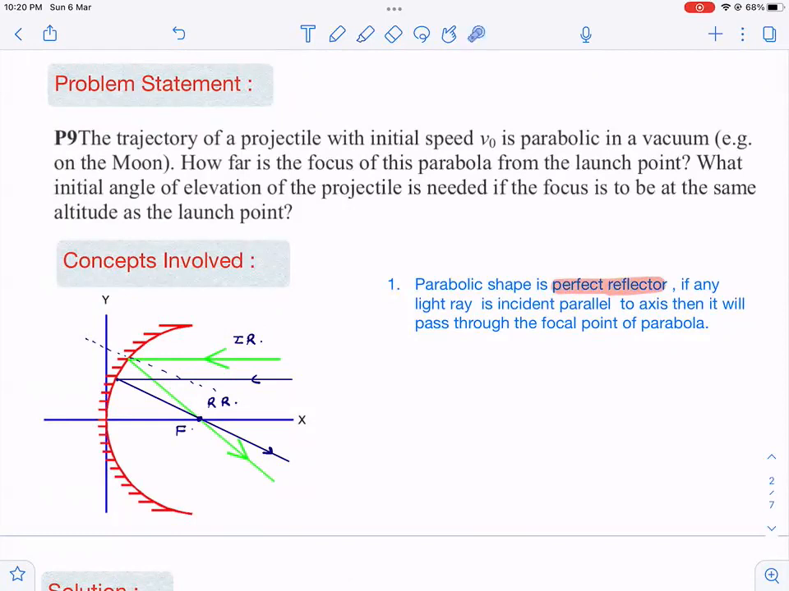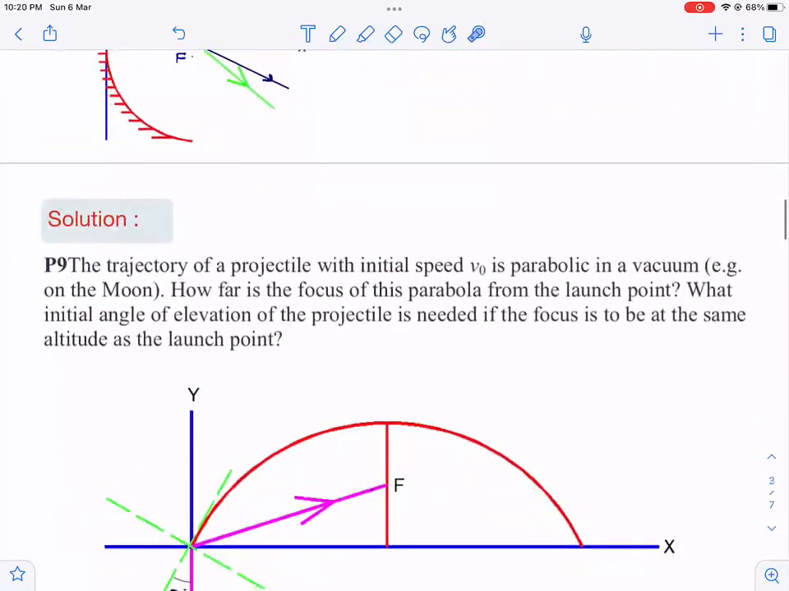So see, now this is a question of projectile motion, right? But here, the concept which you are using is of geometrical optics, right? So that's the beauty. Let us now see the solution.